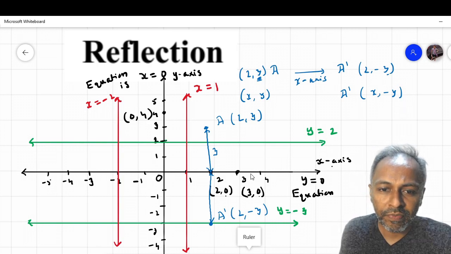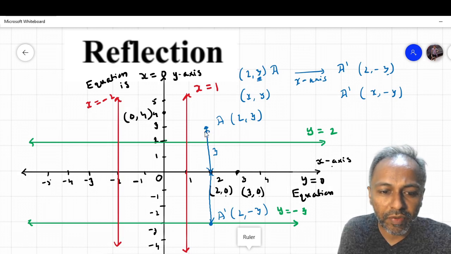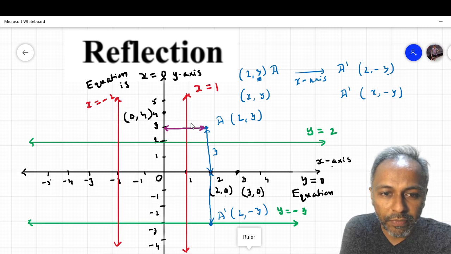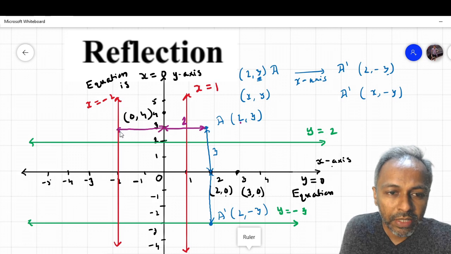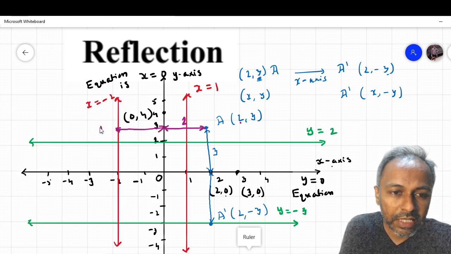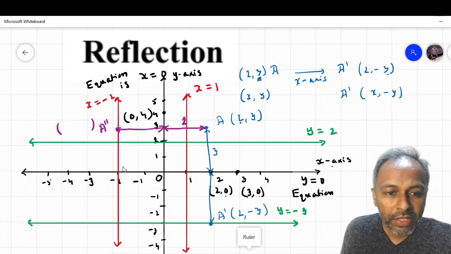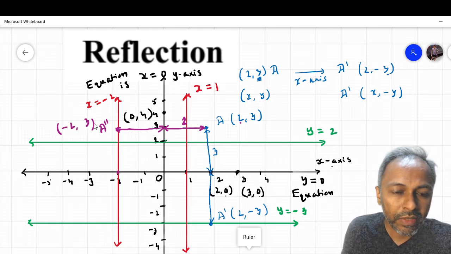positive, and so on. Let us now focus at this point again, and this time let us try to reflect this point about the y-axis. As you know, the point is at a distance of 2 units from the y-axis, that is why you have 2 here. Now when you reflect it about the y-axis, you will have to move 2 units on the left. So you will reach here. Let us say we call this point A double dash. Let us try to write its coordinate. Its coordinate x is -2, while the y coordinate is 3.